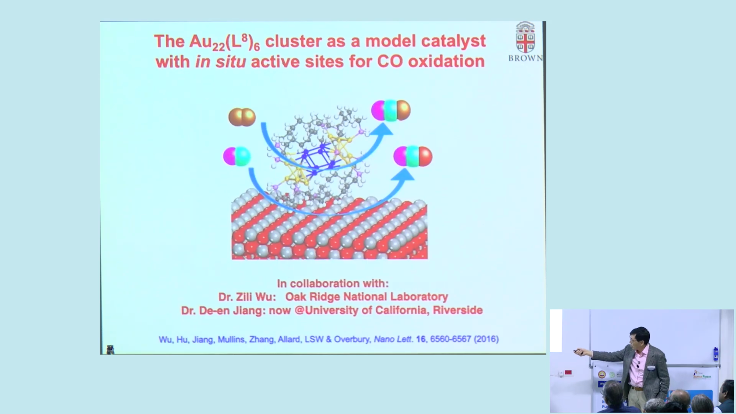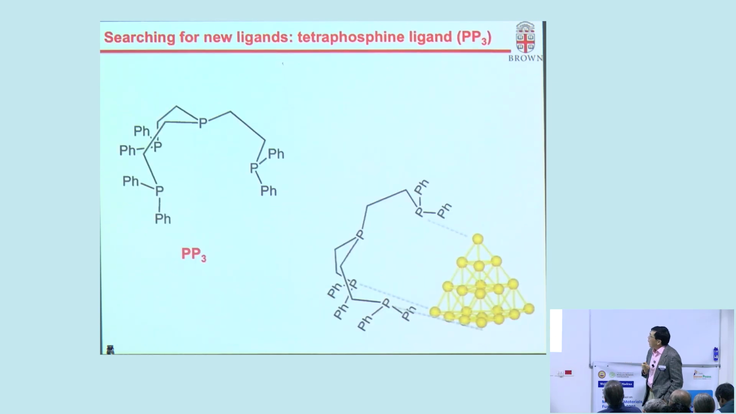We later collaborated with Professor Zili Wu and Dian Jiang to look at the CO oxidation of this cluster, and we found it is extremely active, right? It is much more active than the gold 25 thiolate-coordinated cluster. Even at room temperature, it has activity. On a TiO2 surface, even after heat treatment up to about 400 K, the activity is very, very good. But this is not what we want, right?